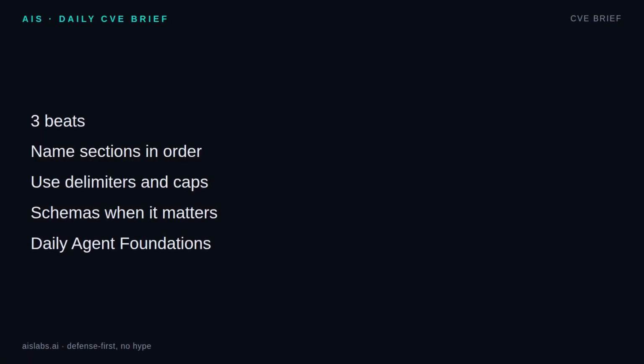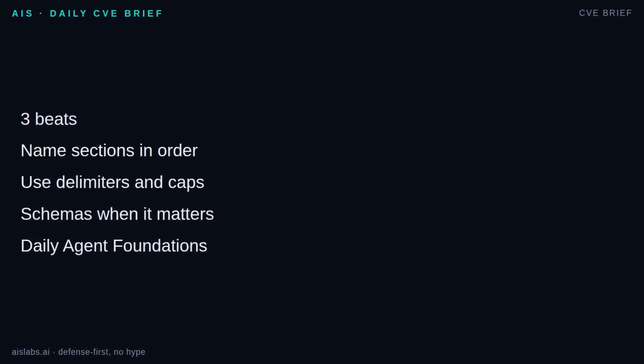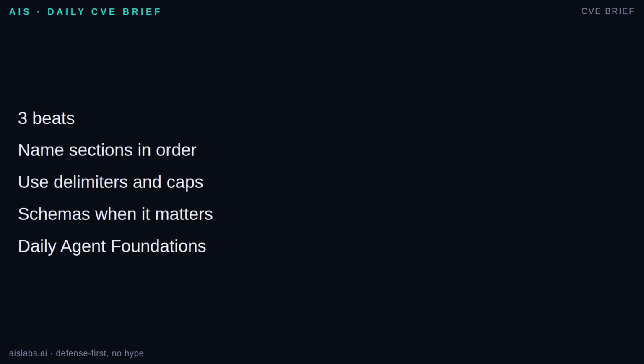3 beats to keep. First, if you care about LLM output format, name the sections and their order. Do not make the model invent the container. Second, use delimiters and explicit length caps. Delimiters make output machine-splittable. Caps reduce padding, especially when the model is unsure. Add no preamble, no apology, because it saves tokens on every single call. Third, when the format matters more than this, move to schemas and structured outputs. That arc starts in 2 episodes.